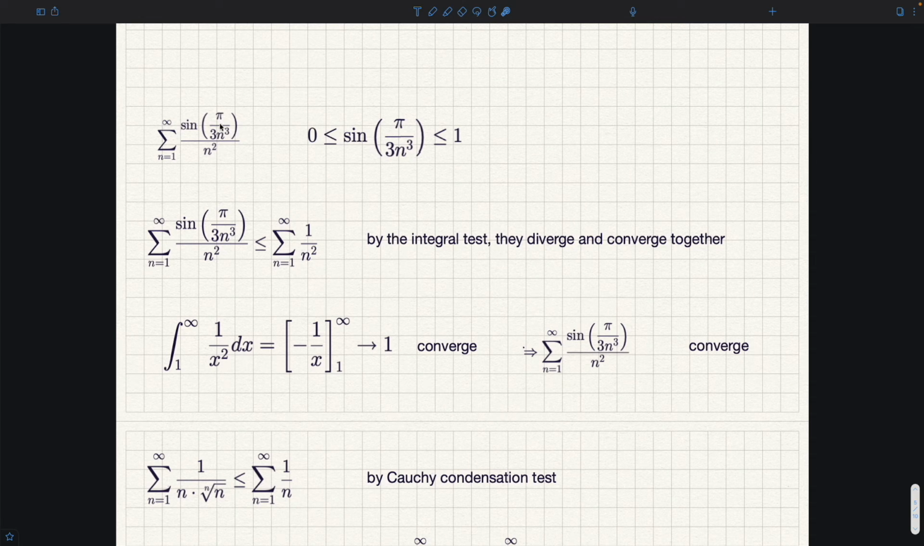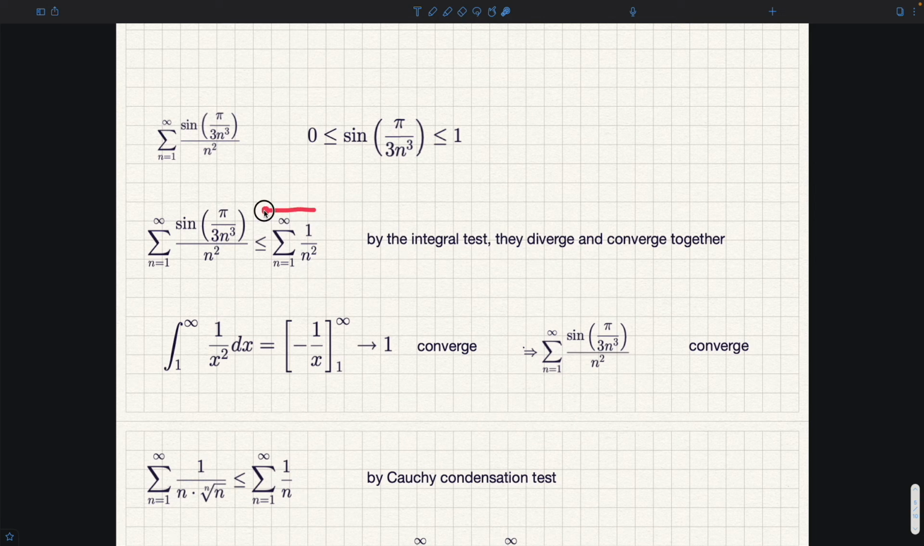So first of all, we know that this part is limited between 0 and 1. So we are going to increase this part to be 1, the bigger part, and then we can write this. So we know that the summation is less than or equal to the sum of 1 divided by n squared.